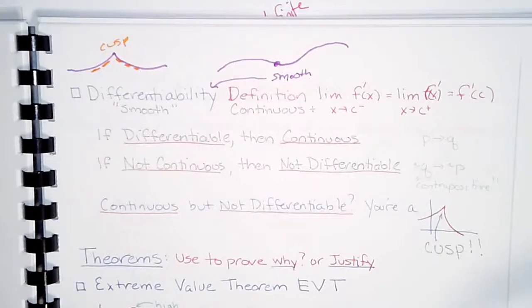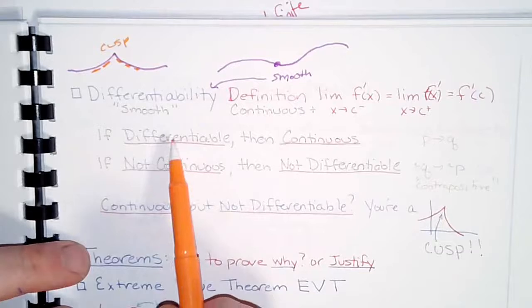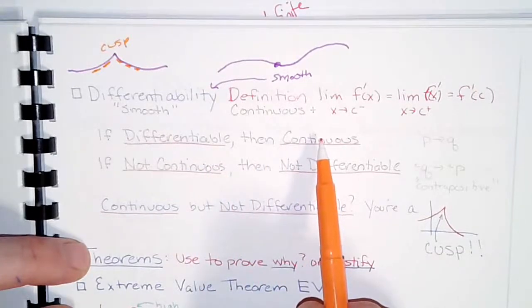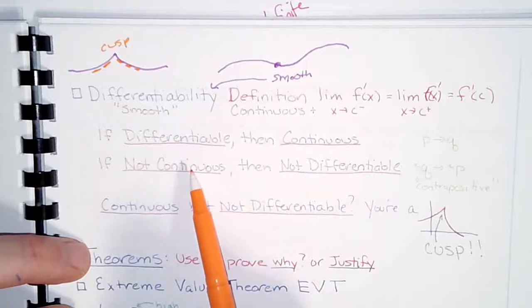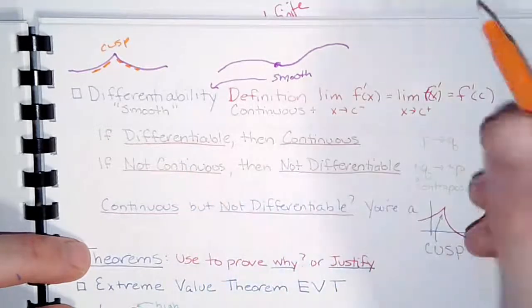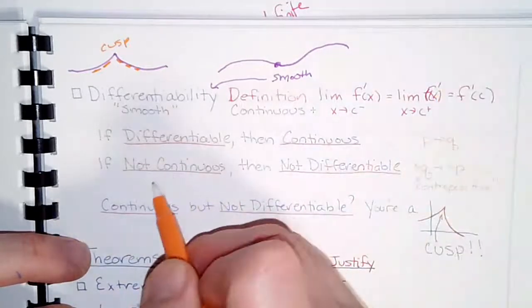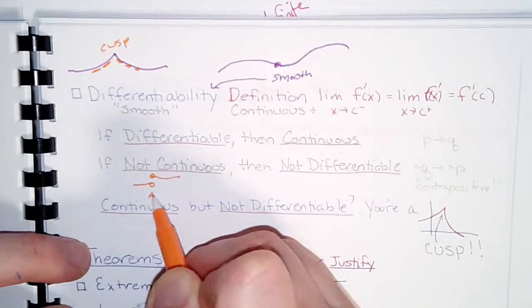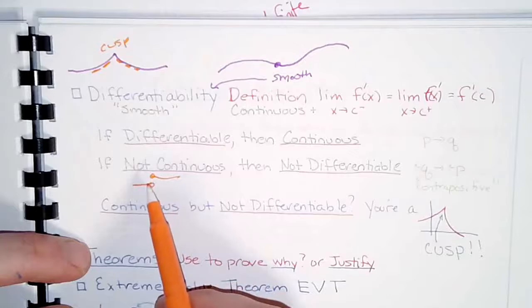Basically, if something is differentiable, if you already know it's smooth, then it has to be continuous. But if it's not continuous, then it can't be differentiable. So, for example, if I drew this picture, I'll draw a function that's not continuous. At A, I know this function is not continuous, so I know it has to be not differentiable at A, which makes sense. If it's not continuous, it can't be smooth.